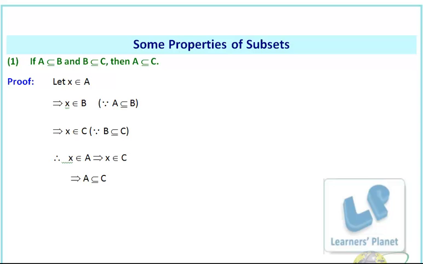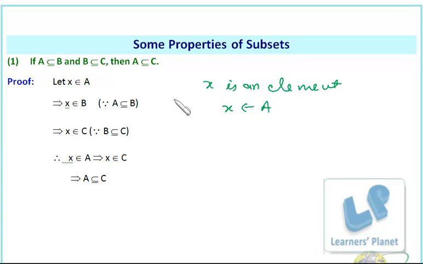Now let's see some properties of subsets. Here A is a subset of B and B is a subset of C. Then we have to prove that A is a subset of C. Now that's very simple. What you can do is you just assume an element x. Okay, now x belongs to A. x is an element and x belongs to A, right?